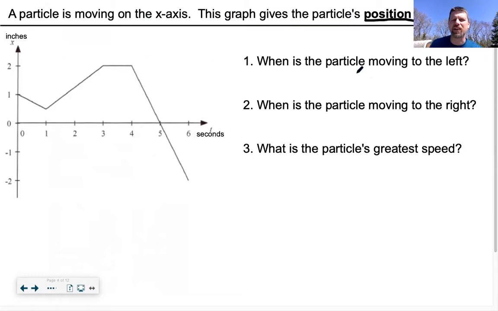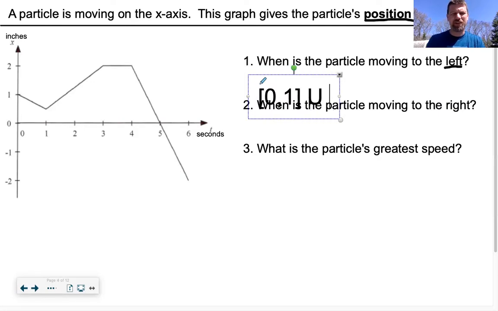If this is a position function and it's asking when the particle is moving to the left, well, this gives its position. It was positioned at 1. Now it's something less than 1, right? Here is at position 2, and now it's going to something less than 2. Whenever the particle is moving to the left, the derivative would be negative, or the slope would be negative. So that would happen over the interval 0 to 1, union 4 to 6.